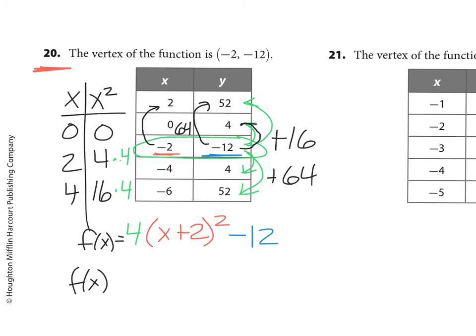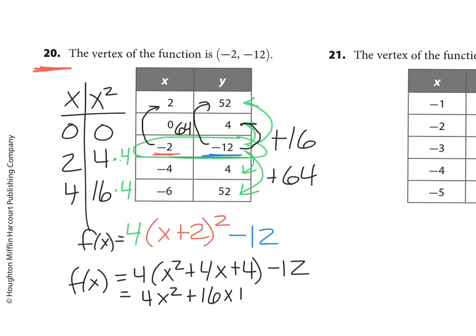Okay, so I'm going to do my shortcut here. That's going to be x squared. X times 2 is 2x, times 2 is 4x, and then 2 squared is 4. So I end up with 4 times x squared plus 4x plus 4 minus 12. Do my distributive, 4x squared plus 16x plus 16 minus 12. Do my like terms, and I get 4x squared plus 16x plus 4.